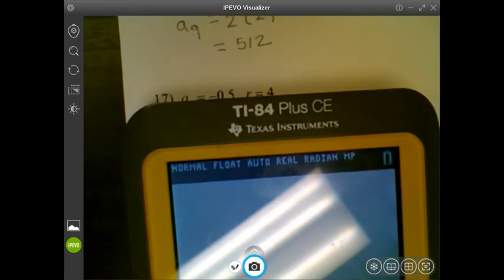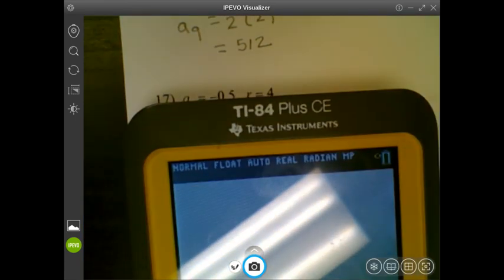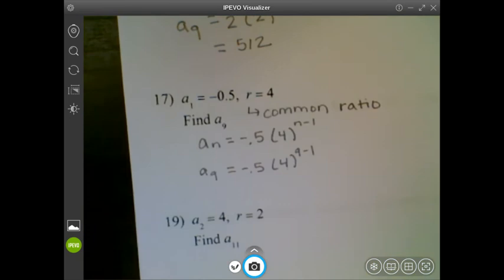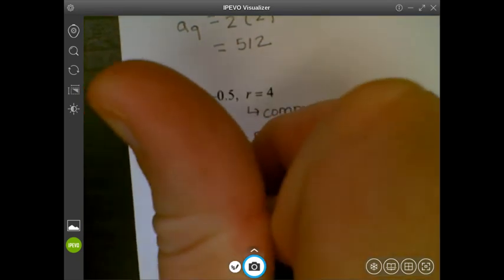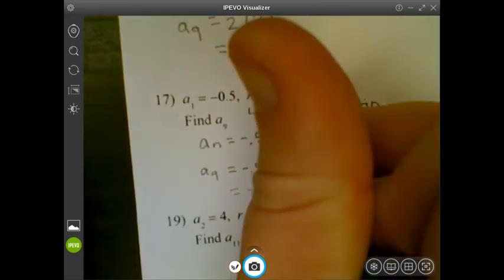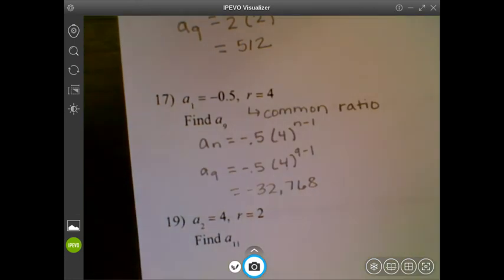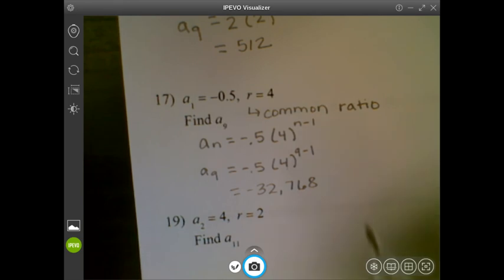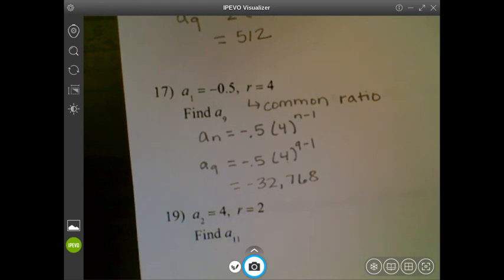So we're going to throw it in our calculator, negative 0.5, 4 to the power of 9 minus 1, which is 8. So negative 32,768. So it did get bigger, faster. I know it's negative, so technically negative numbers are smaller, right? But the absolute value of this, the actual value itself did get bigger, faster because it was a base of 4 versus a base of 2.